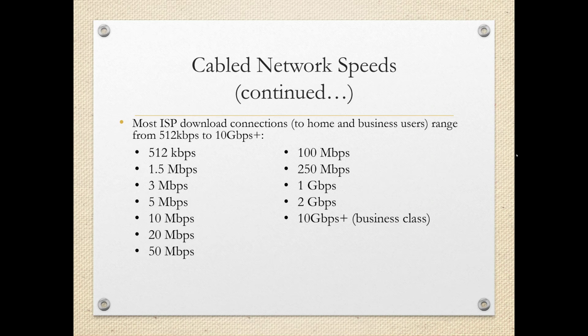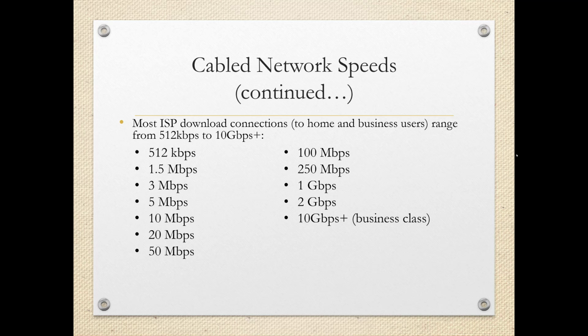Most of the ISP download connections to home and business users range from about 512 kilobits per second. That's really still even the slow end of things. The original dial-up was 56 kilobits per second. And it can range up to 10 gigabits per second. So remember the conversion. There are 1,000 kilobits per second in a megabit. Then there's 1,000 megabits in a gigabit. So 512 kilobits per second would be about 0.5 megabits per second on average. And then you see all the ranges up through 10 gigabits per second, and even 100 gigabits per second being tested for businesses.